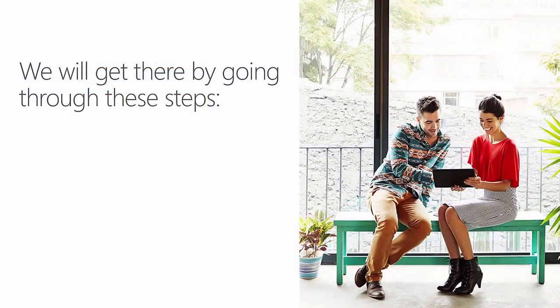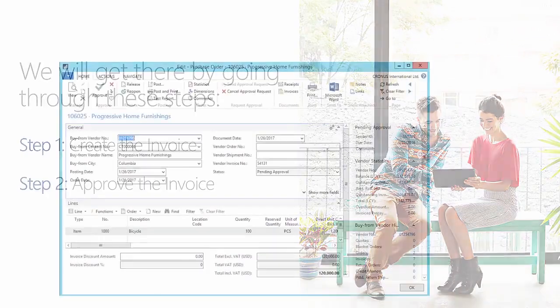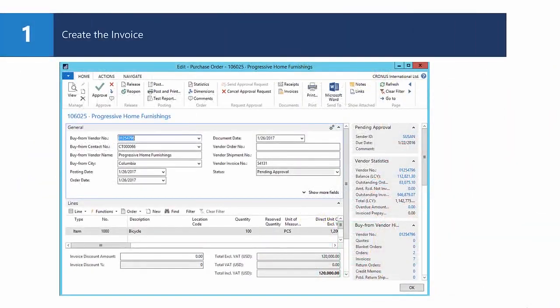In the first step, we will log on as Susan, who will create a purchase document. Then in step 2, we will show that Susan's manager needs to approve the invoice. He will be notified via email and use his phone to approve the purchase document. So let's get started with the first step and create a purchase document.